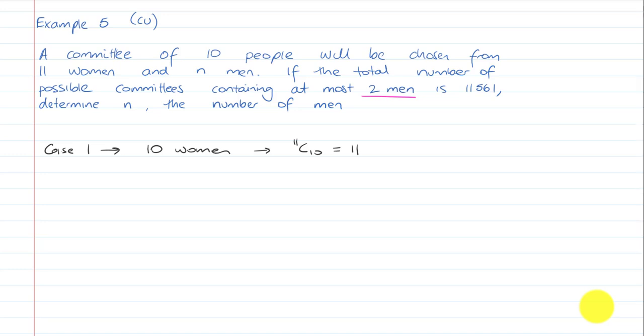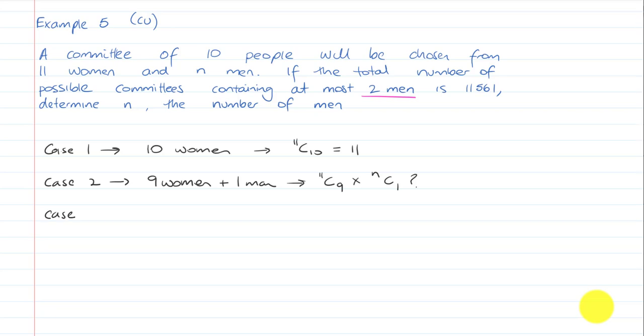Our second case, case 2, is 9 women and 1 man in the committee. So the number of ways we could have this is if we choose 11 choose 9 for the women, and then N men choose 1. So we don't know how many men there are, but if there's N of them and we choose 1, then we get something. And I don't actually know what that is. I know the 11, but I don't know this one.